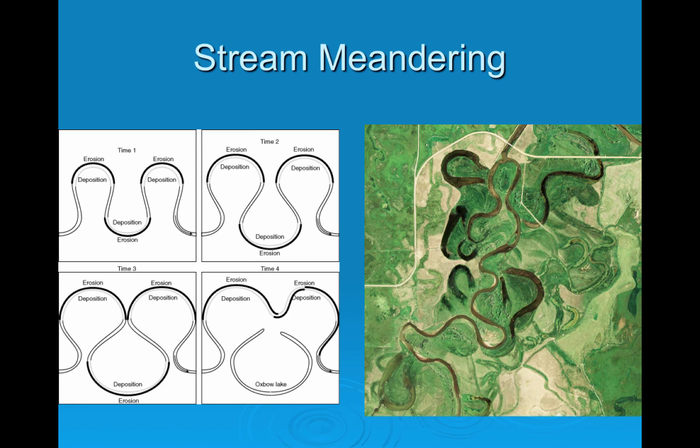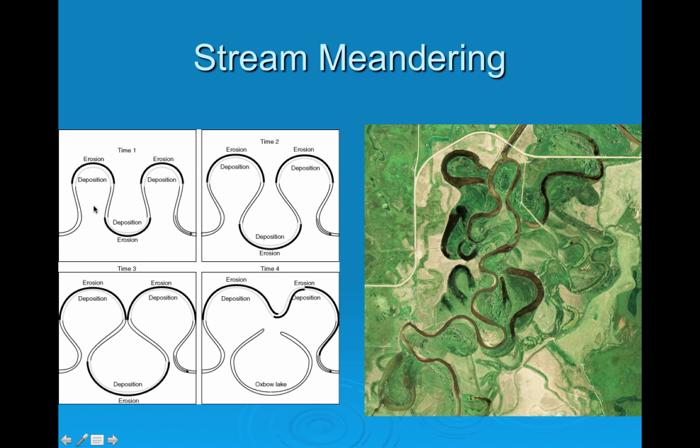So it erodes from the outer part of a loop of the stream, and then it deposits on the inner part of the loop of a stream. And this changes the course of a river over time. This is called meandering. This is a natural process. In a little bit, we're going to discuss why it is. Well, you know what? I'll talk about it now.